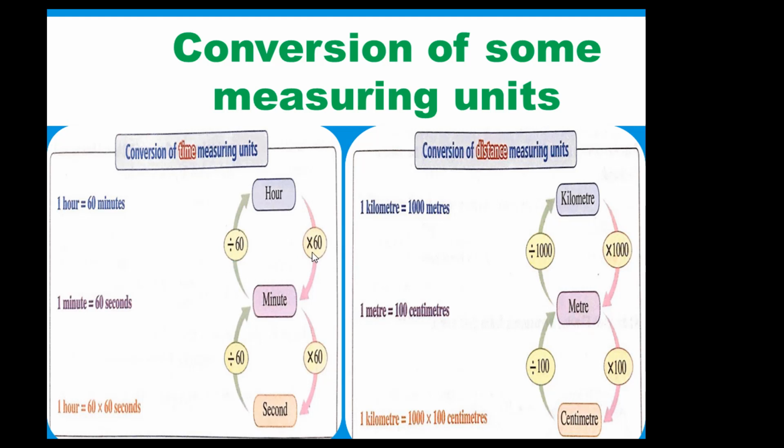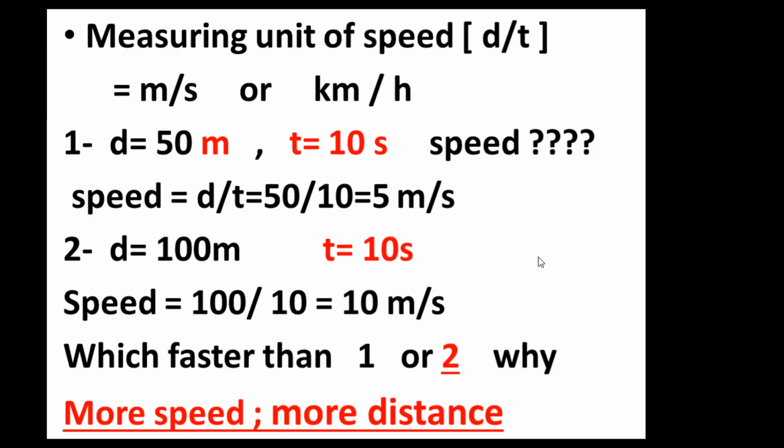Hour is 60 minute, multiply by 60 to get minutes. From minute to hour, divide by 60. At the same, kilometer is 1000 meter, meter is 100 centimeter. Here we multiply when we change from large to small. Reverse, from small to large, division: centimeter divided by 100, meter to kilometer divided by 1000.